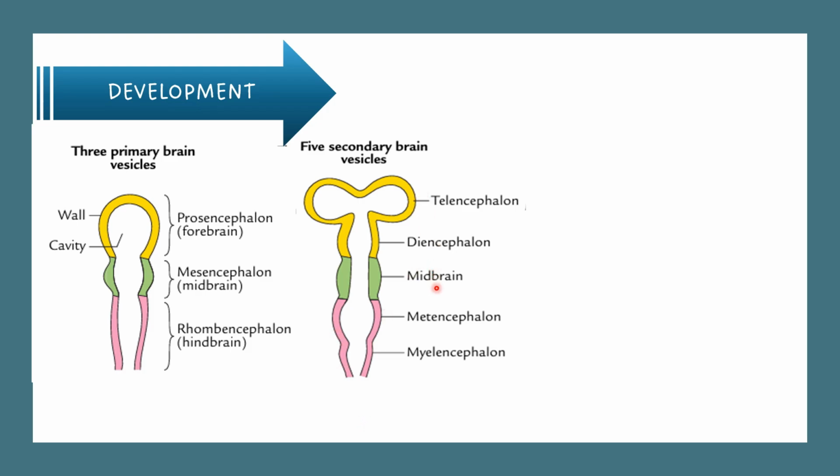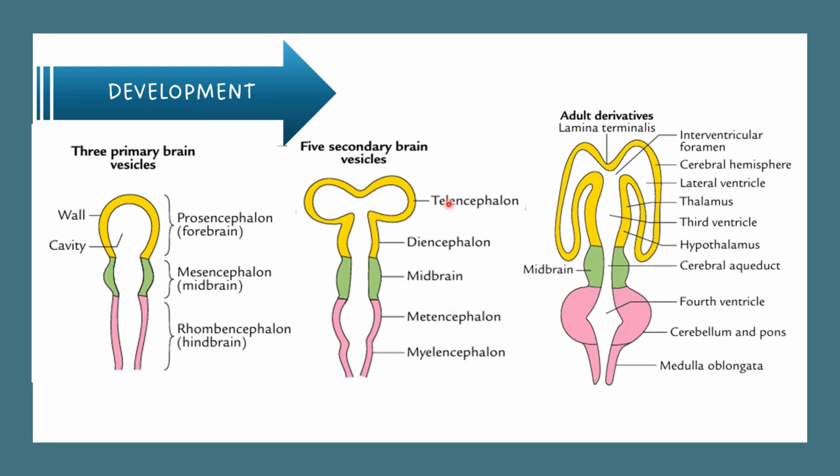So from these five secondary brain vesicles, the different parts of the brain are formed. From the telencephalon, we have the cerebral hemispheres being formed. And from the diencephalon, we have the thalamus, metathalamus, hypothalamus, subthalamus and epithalamus formed. The mesencephalon forms the midbrain, whereas the metencephalon forms the pons and the cerebellum, and the myelencephalon forms the medulla oblongata.